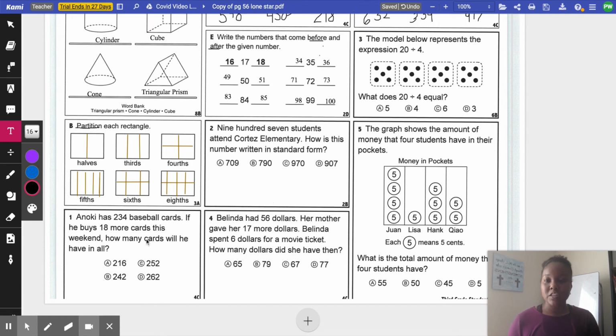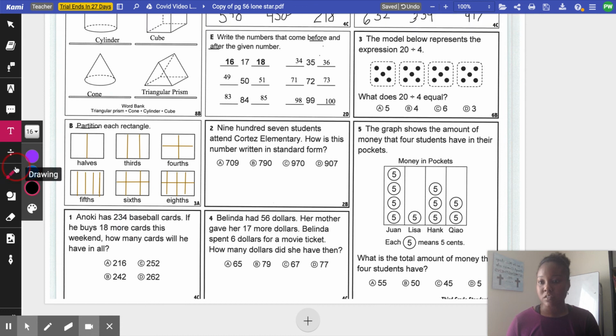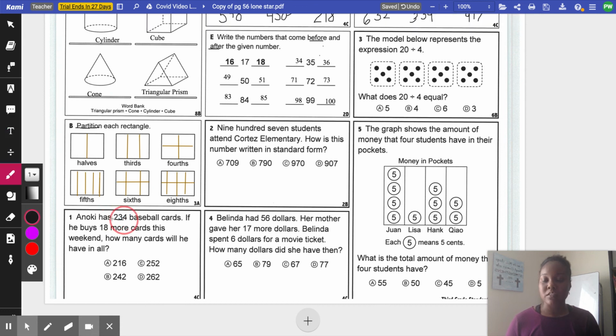I'm going to move on to number 1. Anoki has 234 baseball cards. So I'm going to circle 234 and I'm going to underline baseball cards. If he buys 18 more cards this weekend, how many cards will he have in all? And we know when we're trying to find the number in all, that's the total. So we have to add.